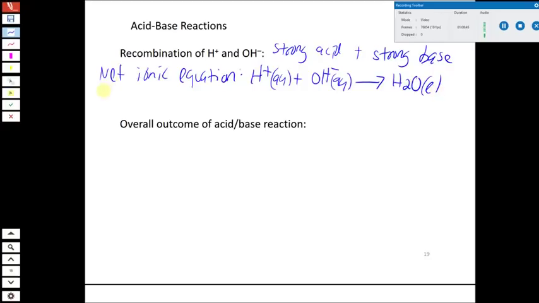Now, the spectator ions and the coefficients in the overall reaction depend on the identities of the acid and base. Because you can never, again, you can't have H+ by itself. H+ is going to be paired with some anion. And OH- is not by itself. It's paired with some cation. So you're going to likely have spectator ions or other things happening as well that depend on the identity of the acid and base. And the coefficients as well will depend on that.